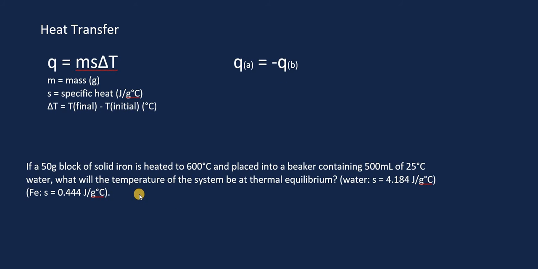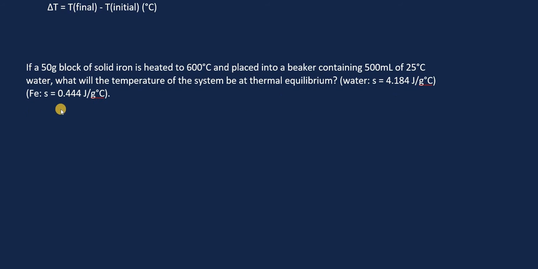So here's an example question down here. If a 50-gram block of solid iron is heated to 600 degrees Celsius and placed into a beaker containing 500 milliliters of 25 degrees Celsius water, what will the temperature be of the system at thermal equilibrium? And you're given the specific heat of water and you're given the specific heat of iron.